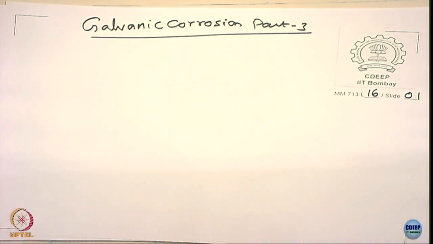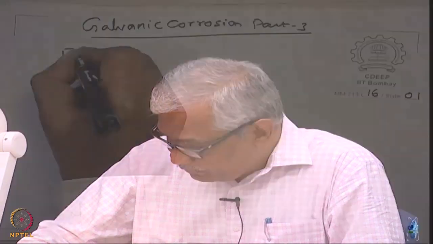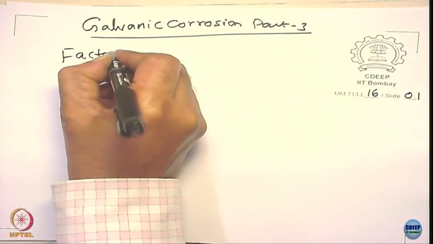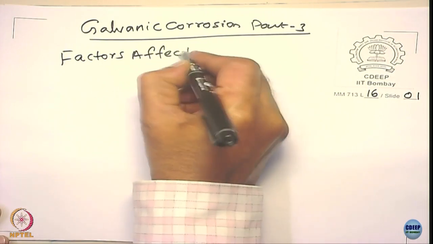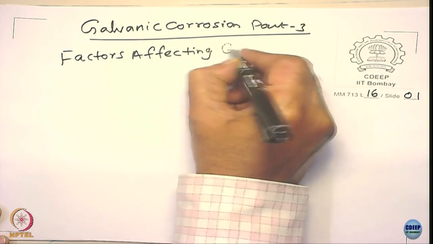Now, after looking at the electrochemical parameters that govern galvanic corrosion, we need to look at the overall factors which can influence the galvanic corrosion of dissimilar metals. I term it as factors affecting galvanic corrosion.